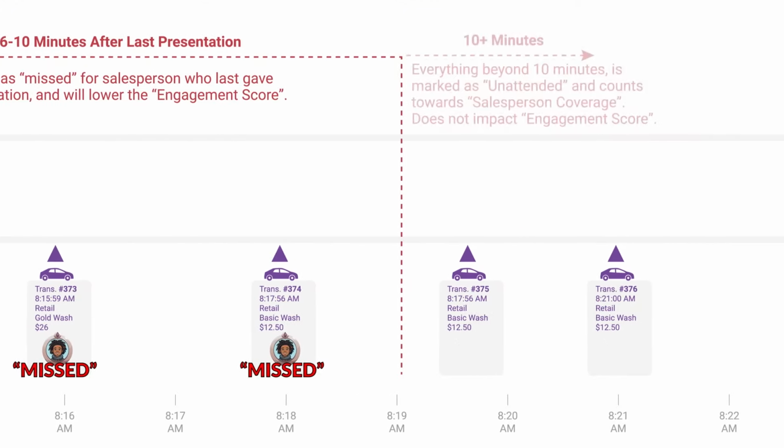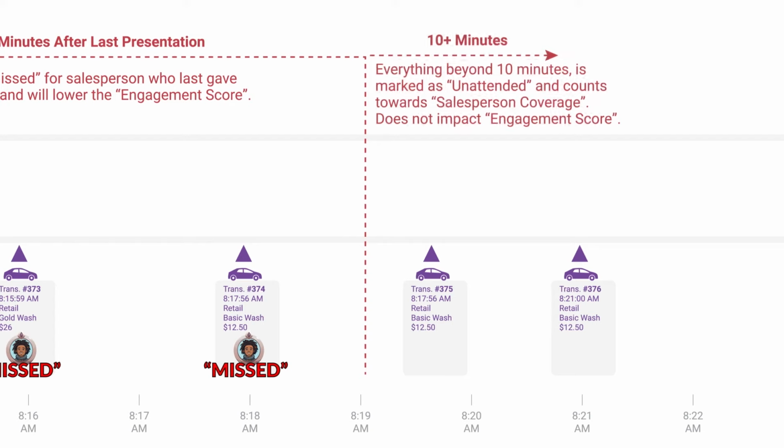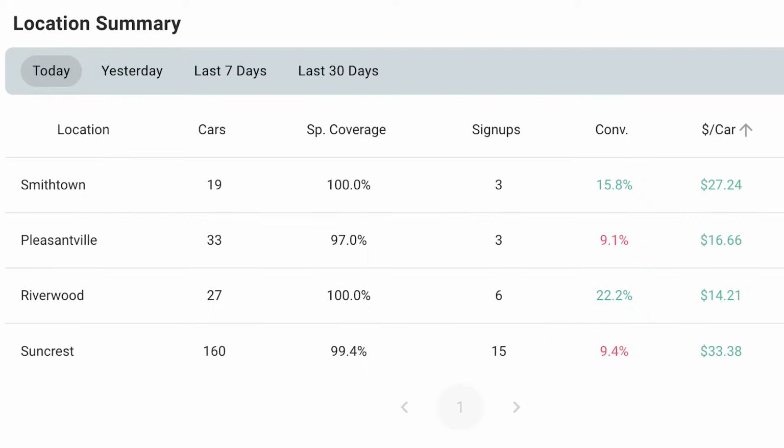Now, when we get to 10 minutes plus after the last presentation was given, we're going to call all of those transactions unattended. We're going to say, hey, we have not seen any presentation data, therefore these are unattended vehicles. They did not have a salesperson present. And those unattendeds are going to lower your salesperson coverage scores.